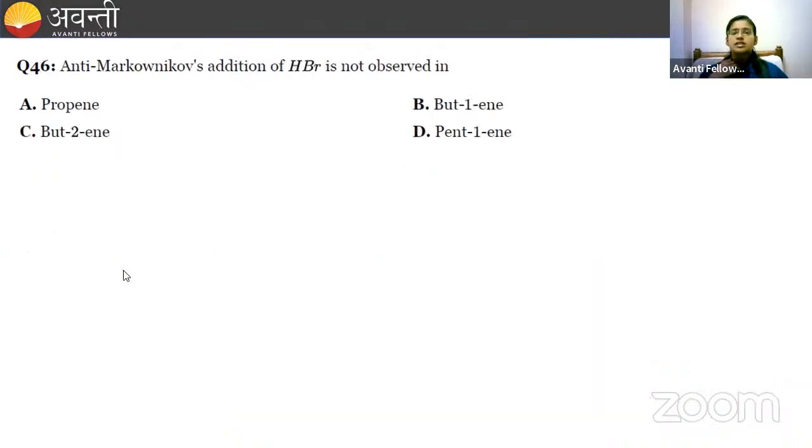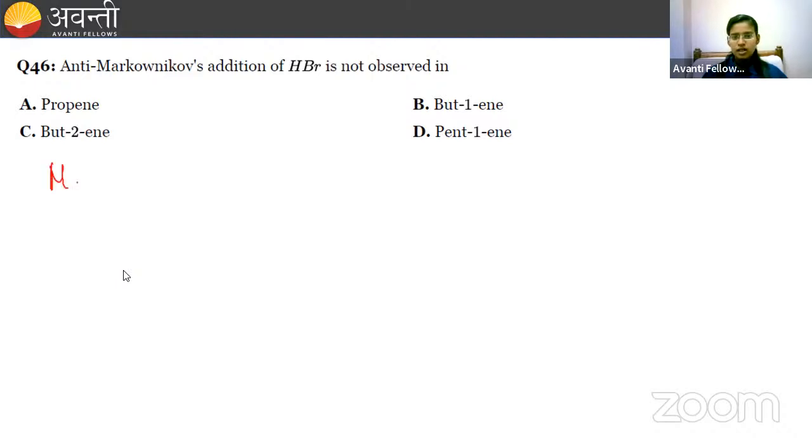Question number 46. The anti-Markovnikov addition of HBr is not observed in. So basically, Markovnikov and anti-Markovnikov both are not observed in symmetrical alkenes. Only for unsymmetrical alkenes, we talk about the Markovnikov addition and anti-Markovnikov addition. So for symmetrical alkenes, both the additions are not possible.